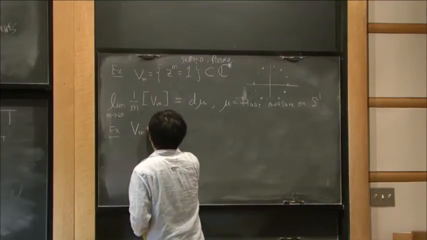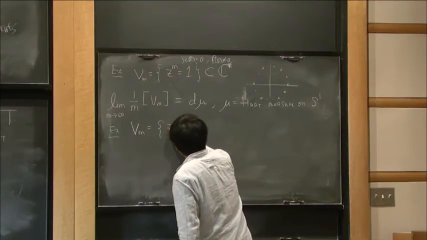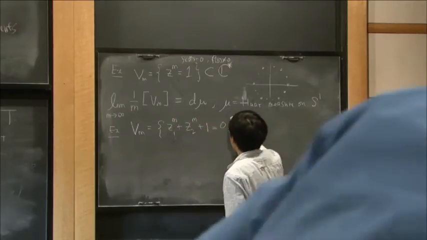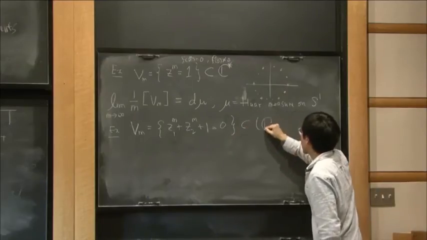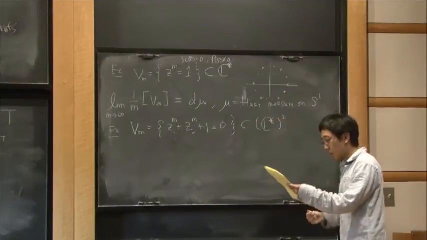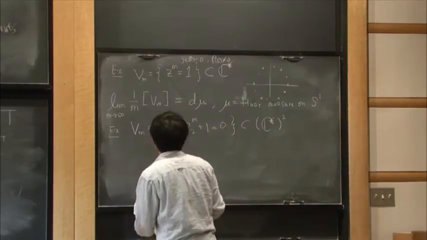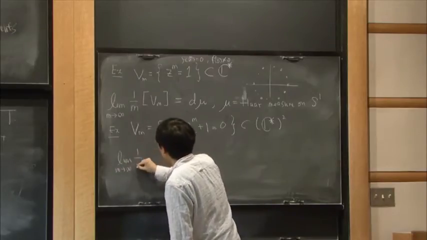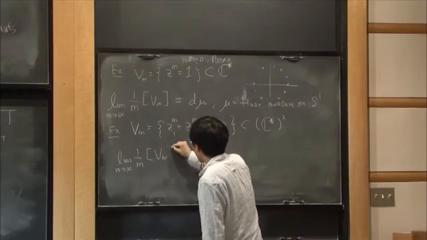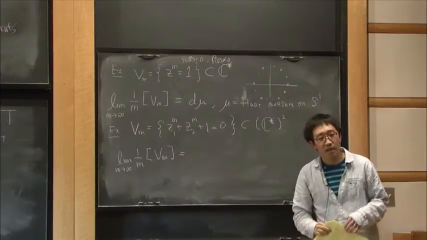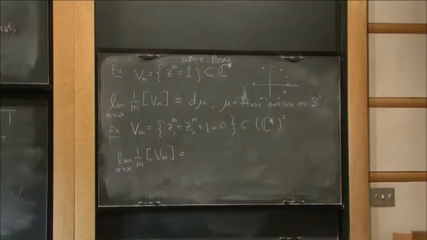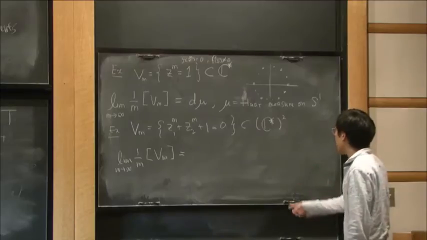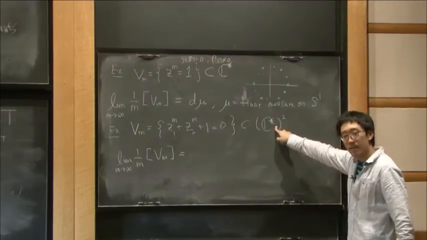As a second example, let's consider the Fermat type curve, c1 to the m plus c2 to the m plus 1 equals 0. It's a closed curve inside C star to the 2. And let's imagine what the limit as m goes to infinity of 1 over m of this integration current Vm would look like. So it's not so easy as before, but I believe that it's basically because of lack of ability to visualize C star to the 2.